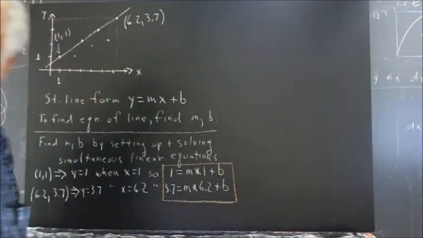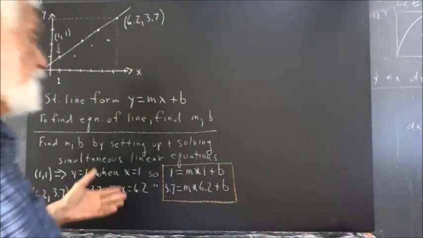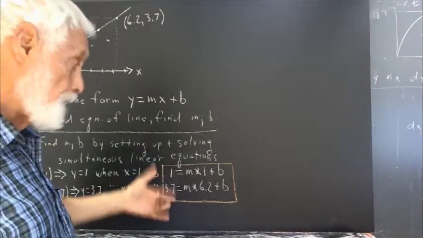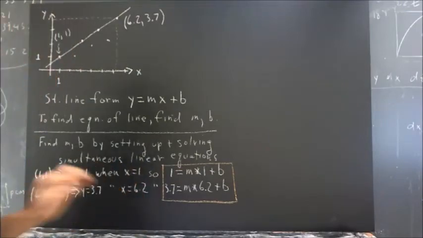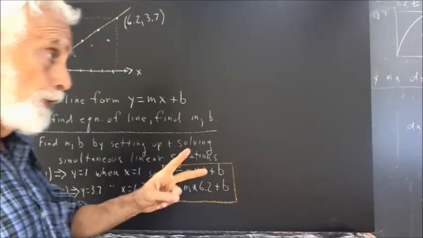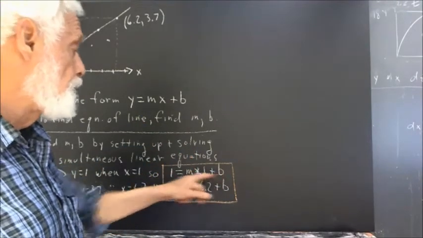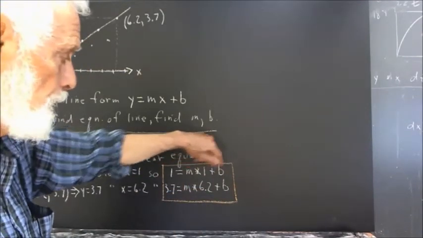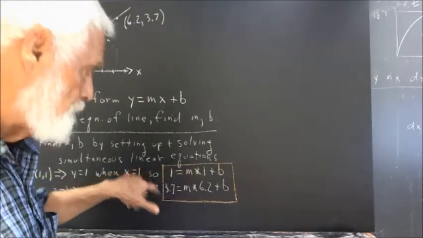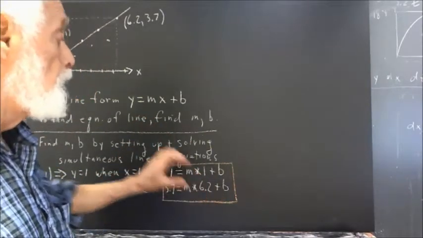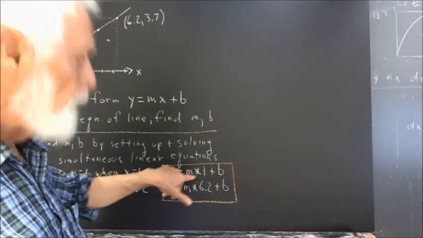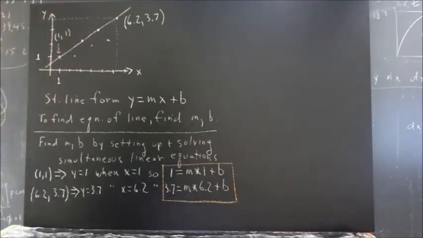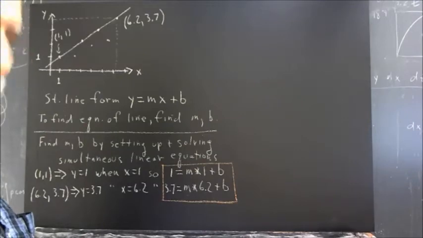Now, if you have two independent equations, and don't worry about that word independent right now, but if you have two independent equations in two unknowns, then you can solve to find those two unknowns. Well, our two unknowns are m and b. So we have two unknowns, m and b, and two equations: 1 equals m times 1 plus b, and 3.7 equals m times 6.2 plus b.